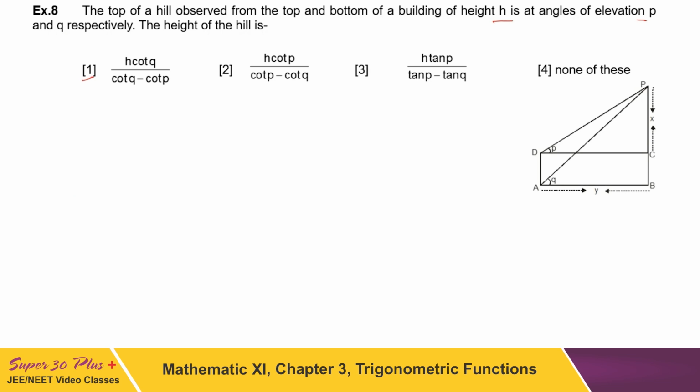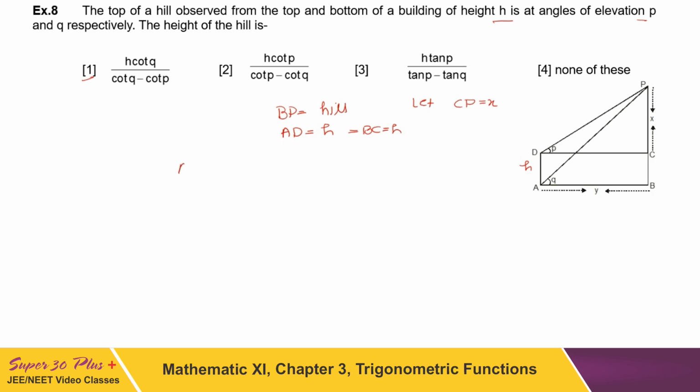Let the building of height h be here, and this is the hill, and P is the top of the hill. Let BP be the hill, and given building is AD. AD is the building and the height of AD is h. You can say AD is equal to BC is equal to h, and let distance CP be x. Here PCD and PBA are right angle triangles and the angles of elevation are p and q respectively.